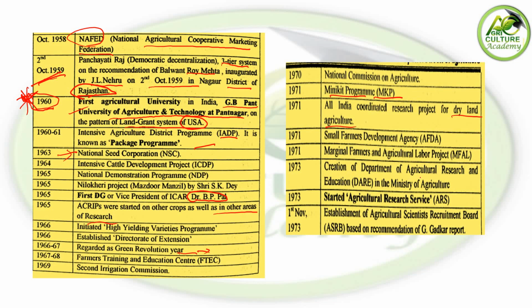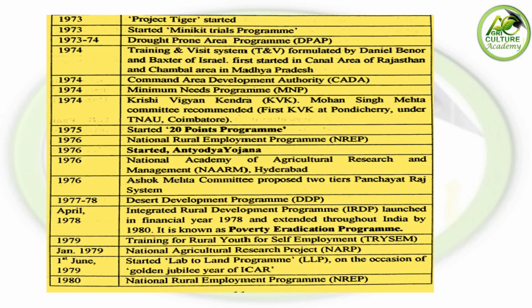1973, creation of the Department of Agricultural Research and Education, DARE, in the Ministry of Agriculture. They only ask the full form of DARE, Department of Agricultural Research and Education. 1973, started Agricultural Research Service, ARS. On 1st November 1973, establishment of Agricultural Scientists Recruitment Board, ASRB, based on the recommendation of the Gajendragadkar Committee report. Next, 1973, Project Tiger started. 1973, started mini kit trial programs.